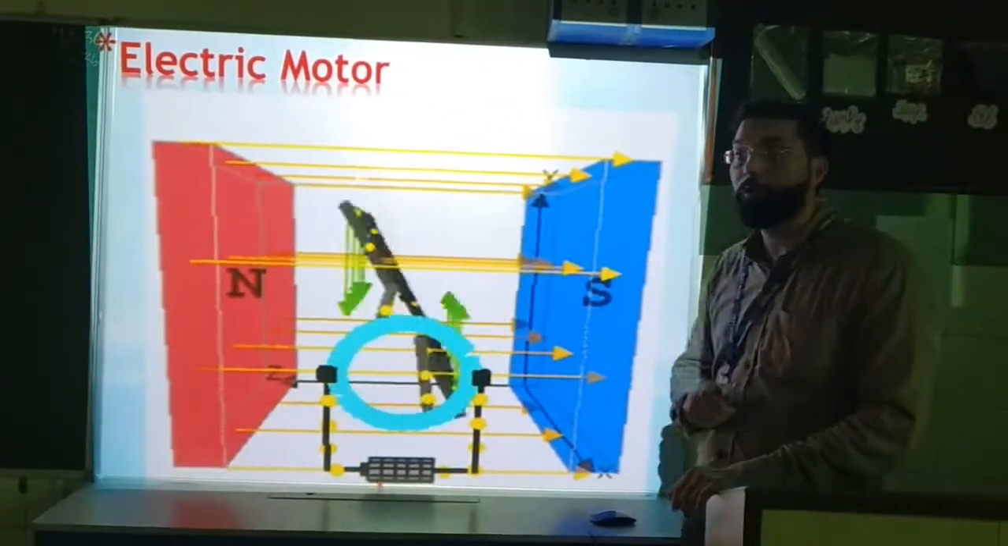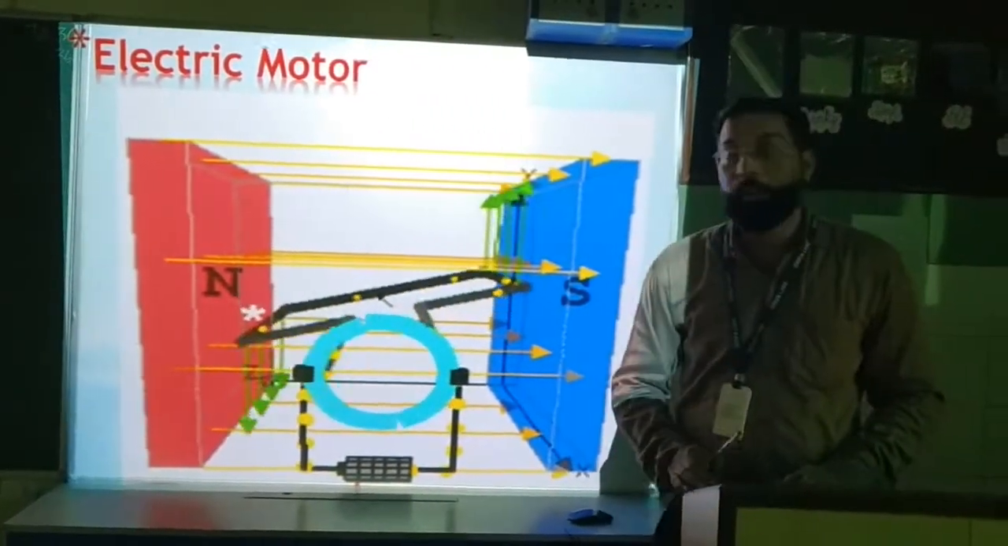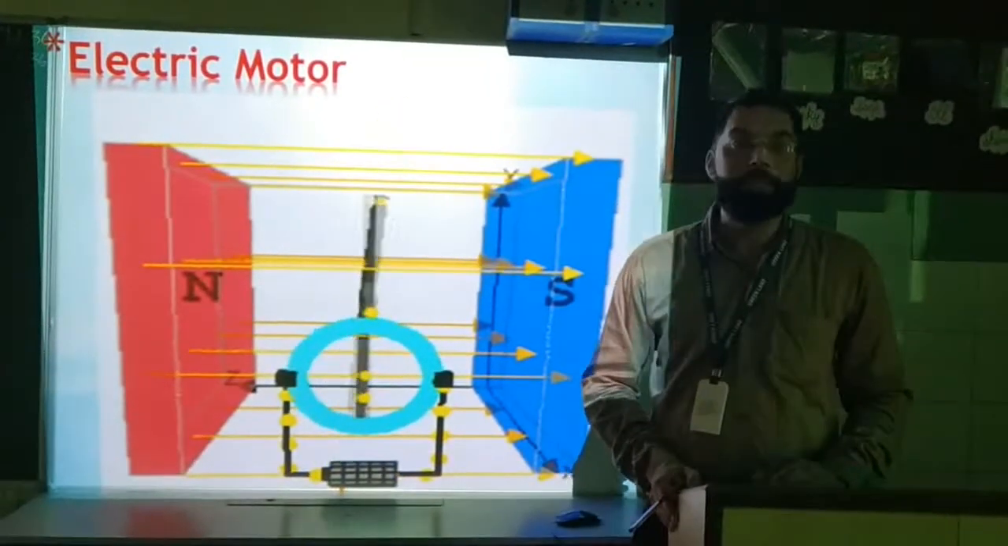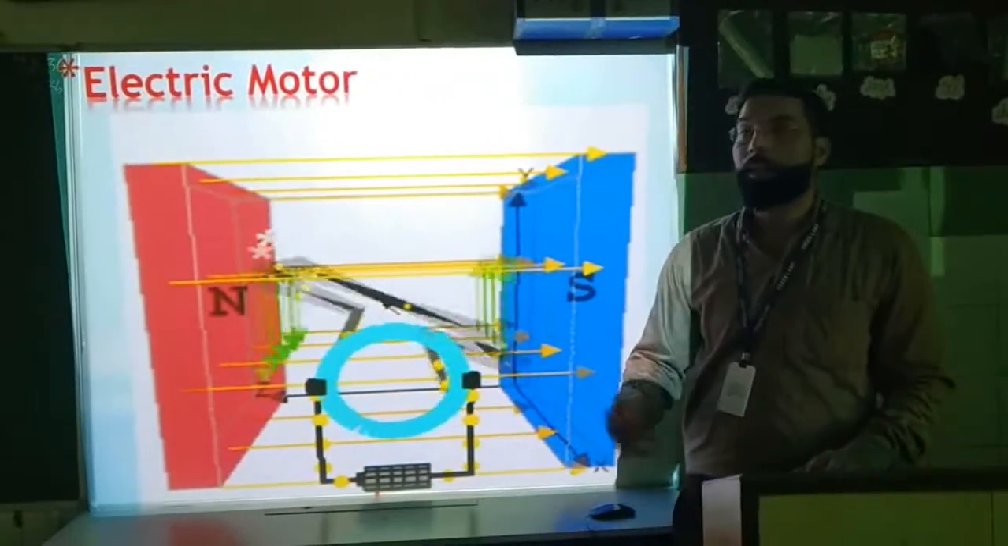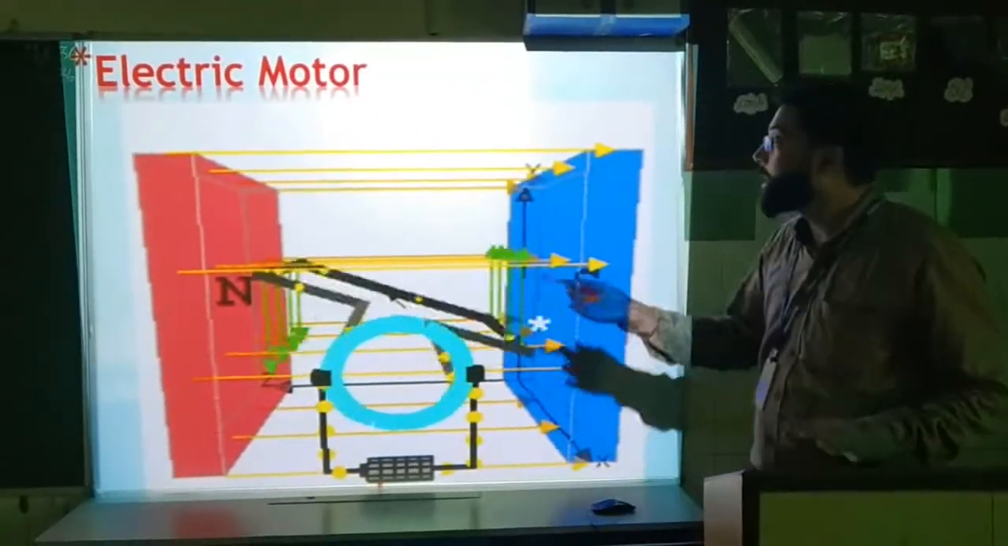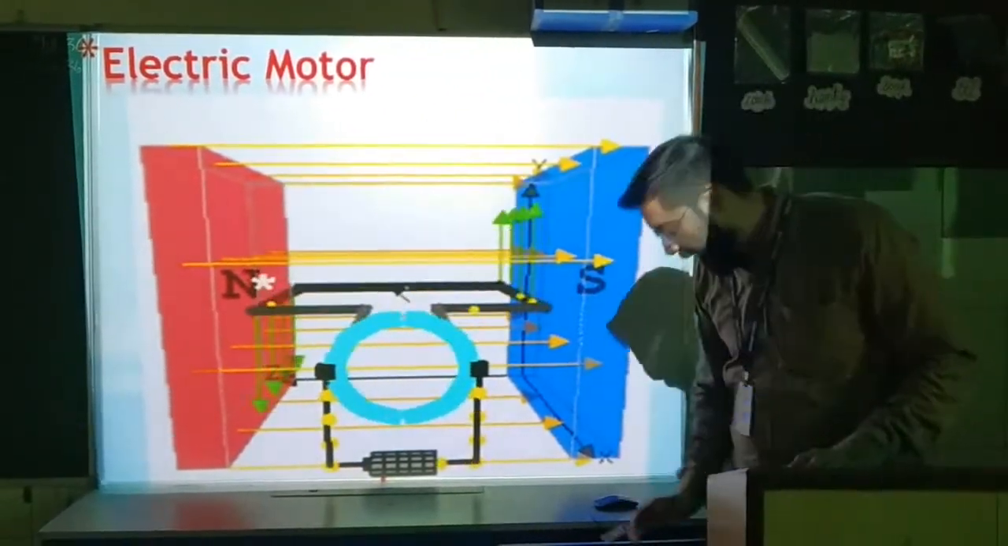Now, what are the uses of electric motor? Where do we use electric motor? First of all, in electric fan, in electric grinder, in electric washing machine. These are all the uses of electric motor.